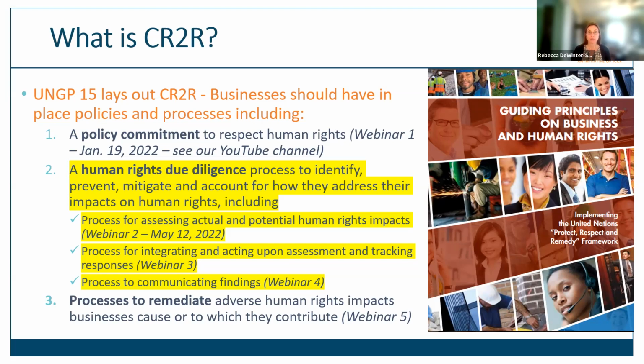The next 3 webinars, beginning with our webinar planned for May 12th, look a little more deeply at the human rights due diligence process, which allows companies to identify, prevent, mitigate, and account for how they address their impacts on human rights. We'll spend a little time today talking about the steps in that due diligence process. And then the final webinar will focus on processes to remediate adverse human rights impacts which businesses cause or to which they contribute.